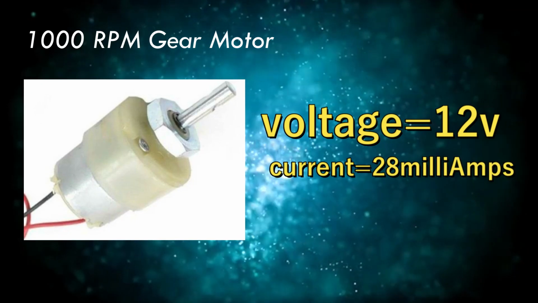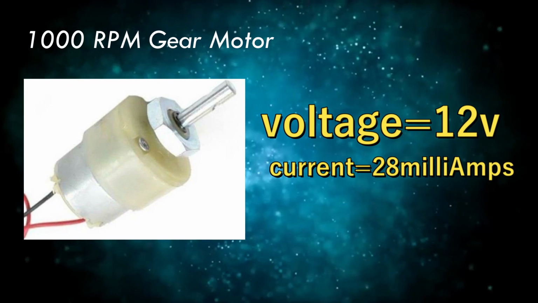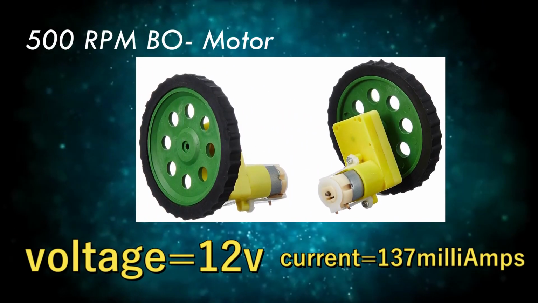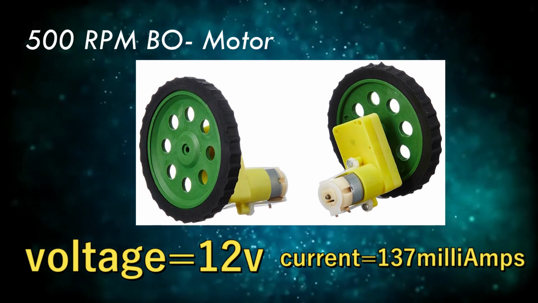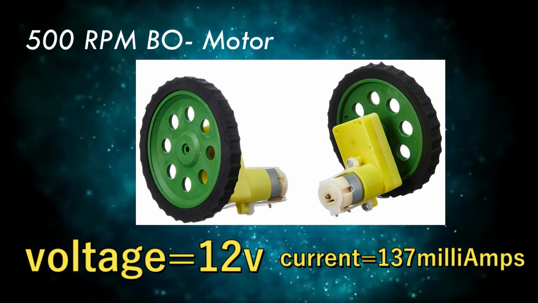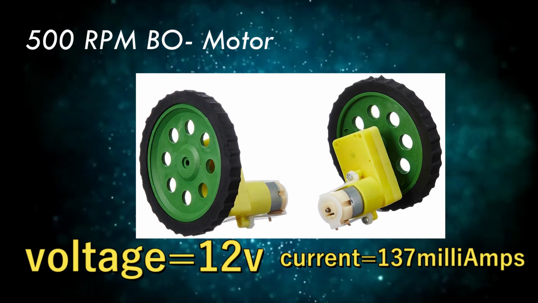Seventh motor, 1000 rpm gear motor. Voltage 12 volts, current 28 milliamps. Motor number 8, 500 rpm bow motor. Consumes 12 volts and 137 milliamps of current. Used for car projects. Torque is very less, but it's a gear motor.